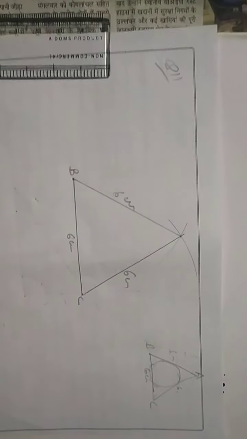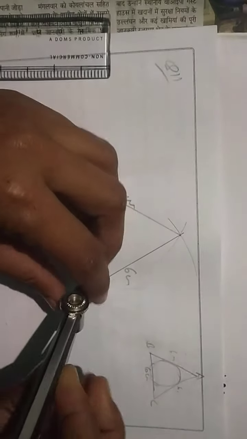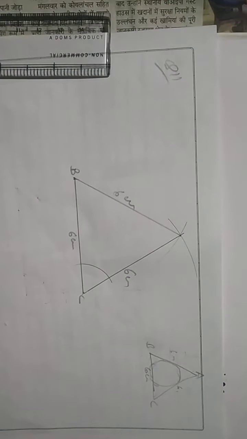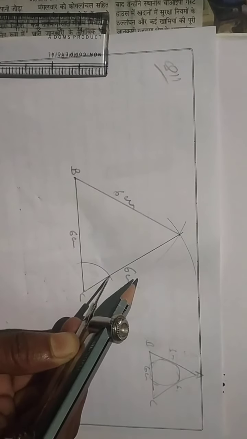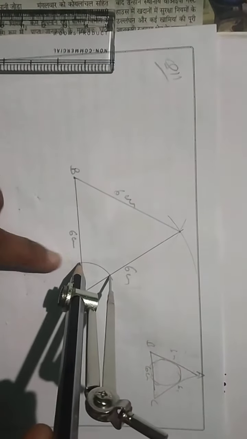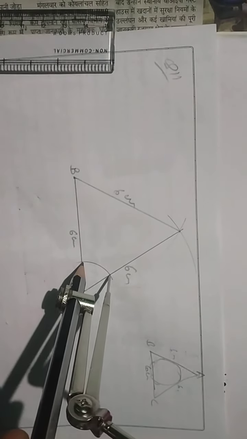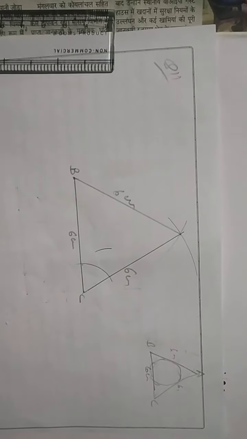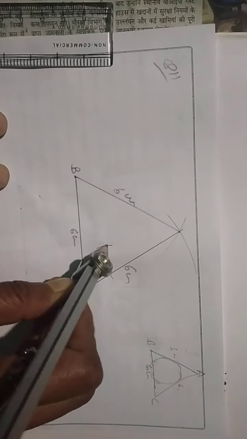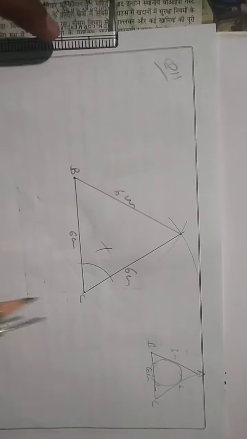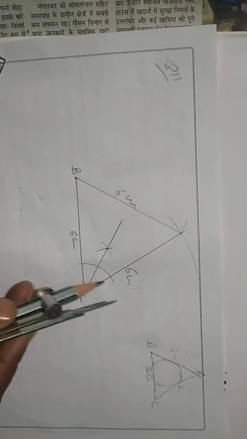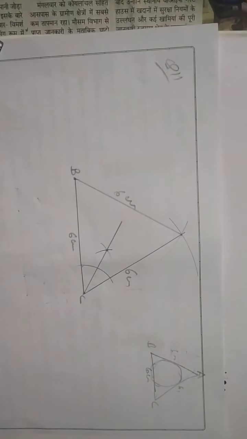So to draw the incircle, first of all we will bisect angle B and C. To bisect we will first make an arc and measure this arc. Measurement should be like this. Now make one arc here. Put your compass here, make another arc here. Now you have to join these two points. This is called the angle bisector.